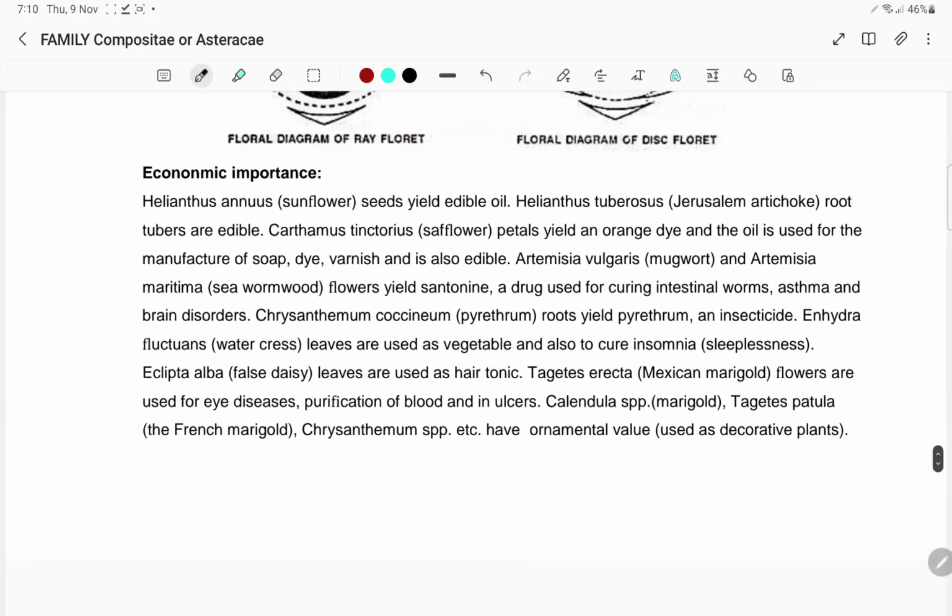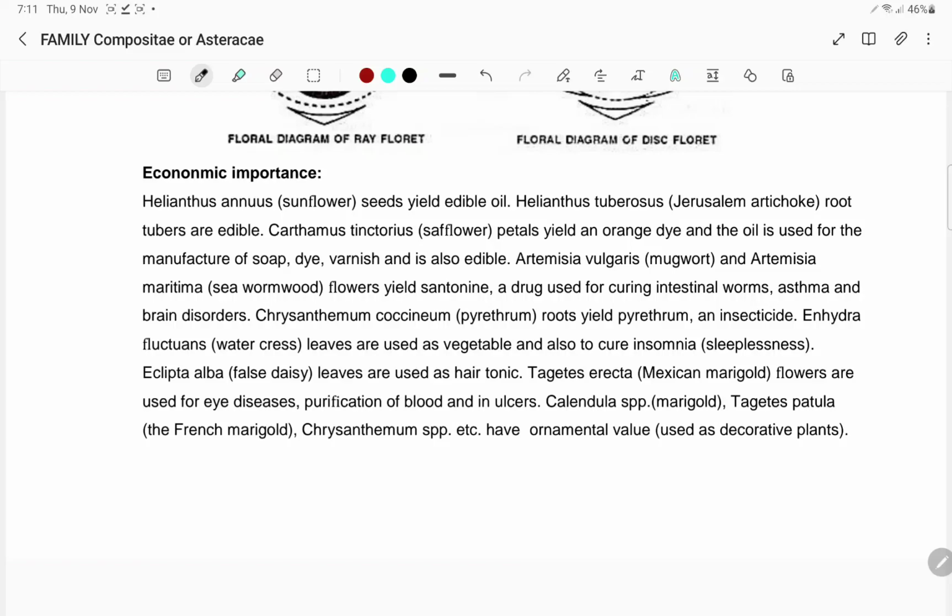Helianthus annuus, sunflower, yields edible oil. Helianthus tuberosus, Jerusalem artichoke, the root tuber is edible. Carthamus tinctorius, safflower, yields orange dye, and the oil is used for the manufacture of soap, varnish and is also edible. Artemisia vulgaris, mugwort. Artemisia maritima, sea wormwood. The flowers yield santonin, a drug used for curing intestinal worms, asthma and brain disorders.